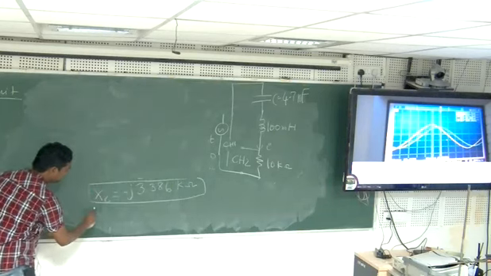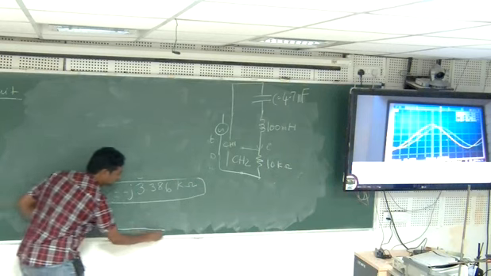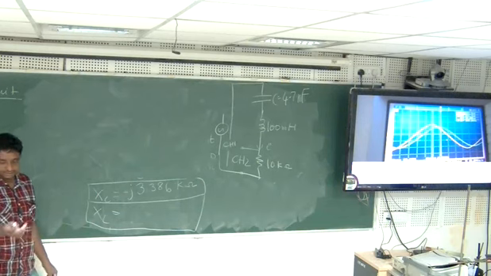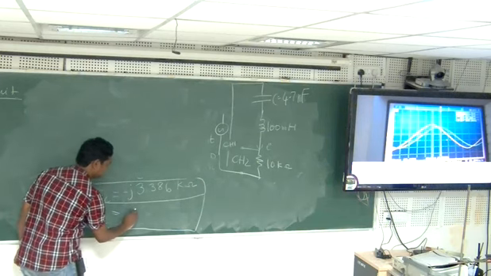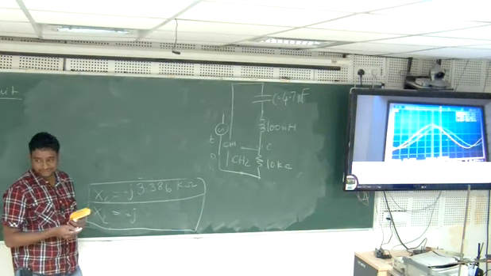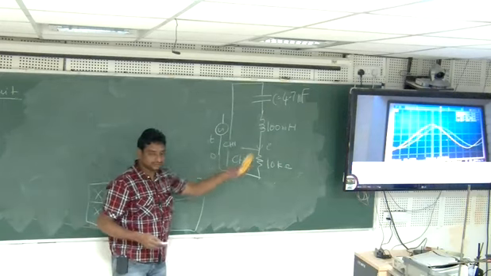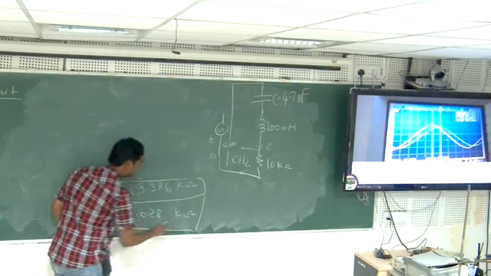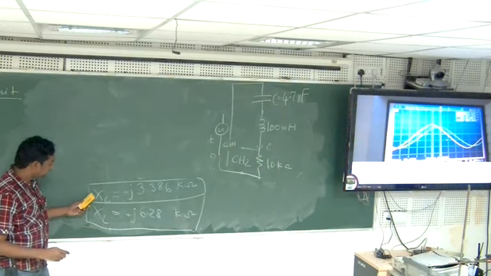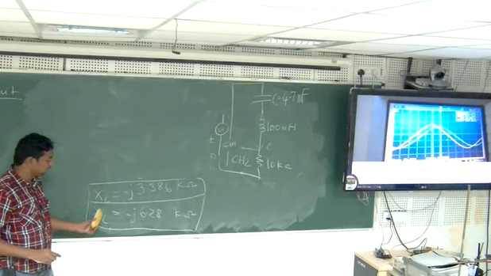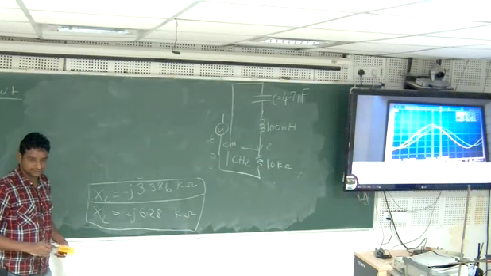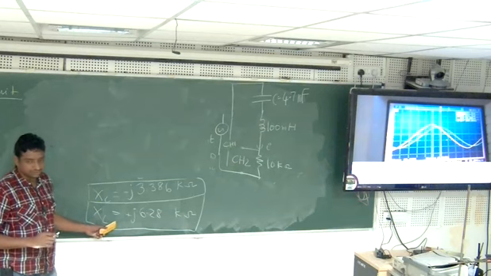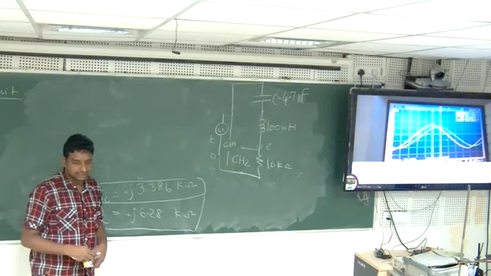So what is XL? We just calculated XL. See, 100 millihenries, 6.28 kilo ohms. Okay, this is plus J. Now, the overall effect, is it inductance or capacitance? So the overall effect is inductance, because inductance value is more. So it still behaves like an inductive circuit.